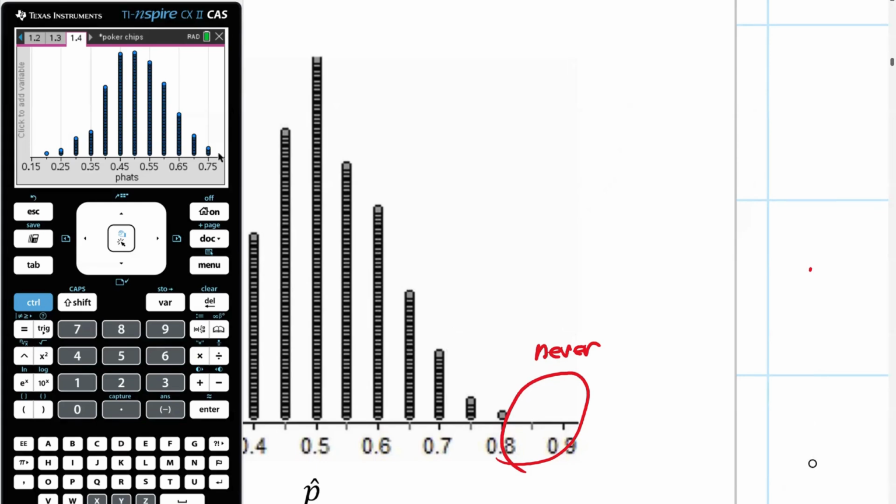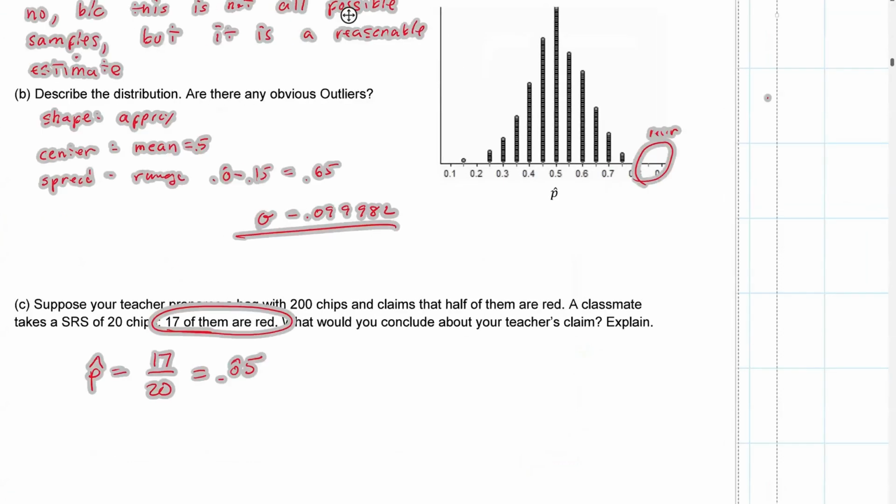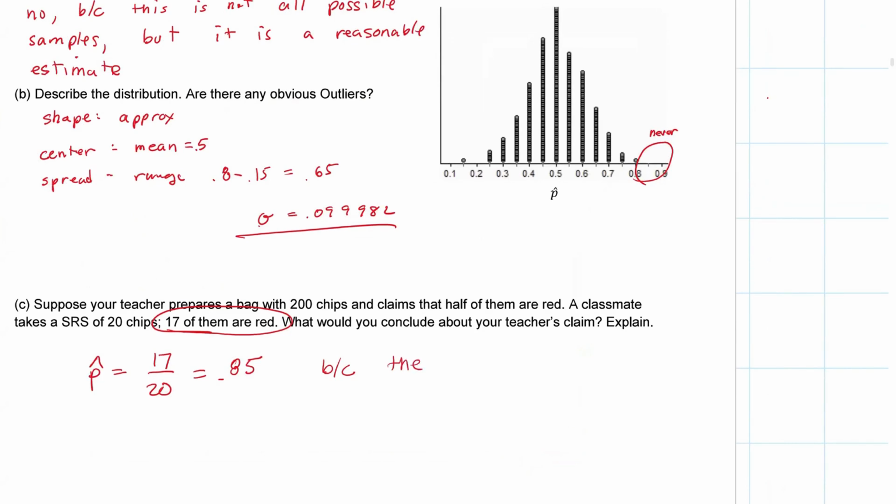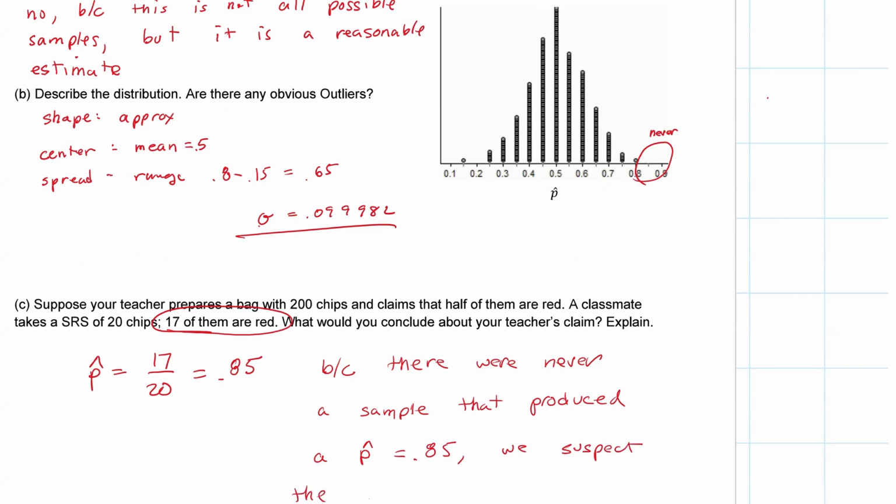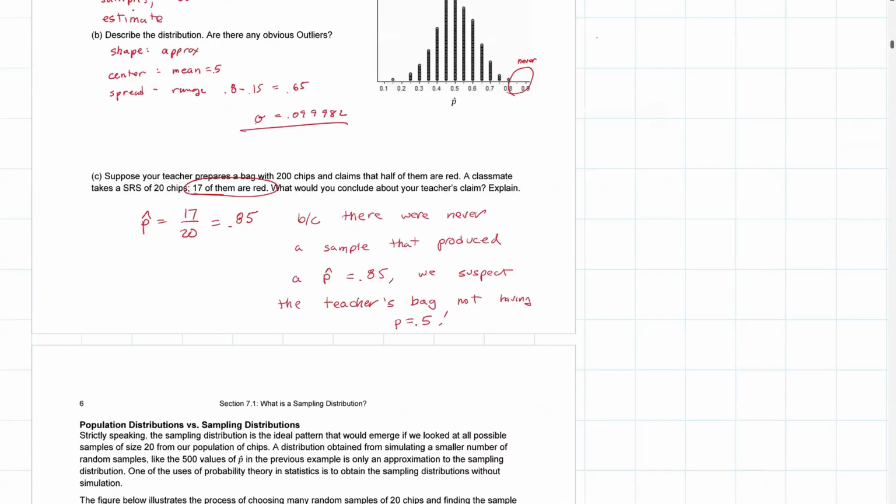Okay. So what's our takeaway from this? Because there were never any samples that produced a p-hat value of 0.85, we suspect the teacher's bag does not have a population proportion of 0.5. We're suspicious because of the low probability.